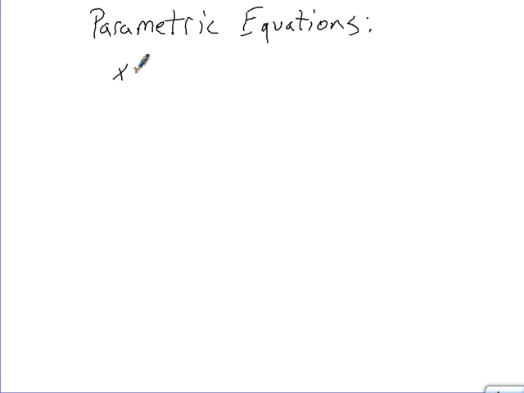Without belaboring the point on what parametric equations are, I just want to do a quick, simple example of how to convert parametric equations into a non-parametric equation. And I'm going to do a quick example. X equals 1/3 square root t plus 3, and y equals 4t squared minus 7. So this would be our example of parametric equations, and we want to find the function that these parametric equations represent.